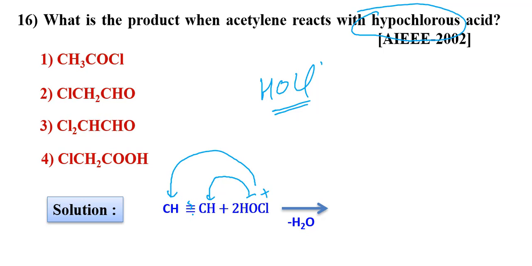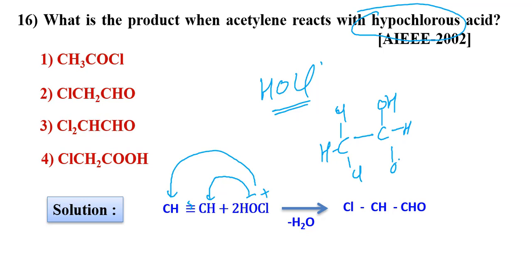2 pi bonds are there, so it will attack 2 times. So I will write here CH, one time chlorine here, one time OH here, already one hydrogen was there, then again chlorine, then again OH. See here, 2 OH groups are unstable, removing one water molecule and forming an aldehyde. Okay, the answer is third.